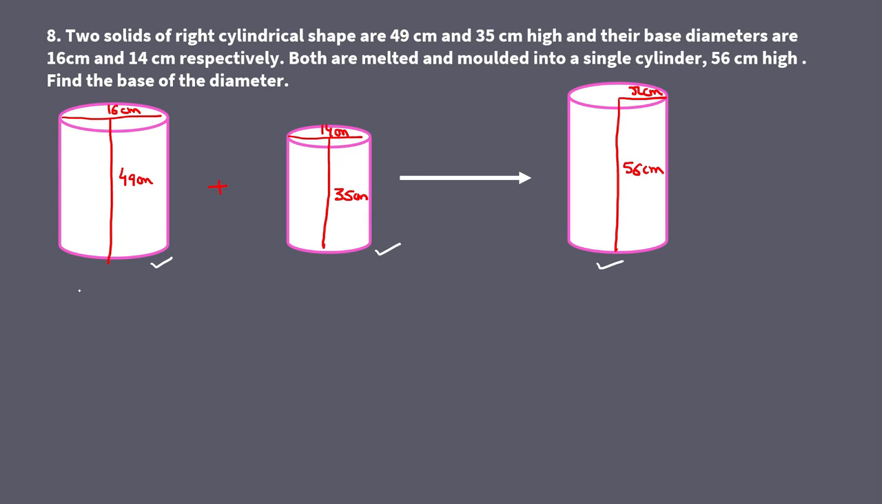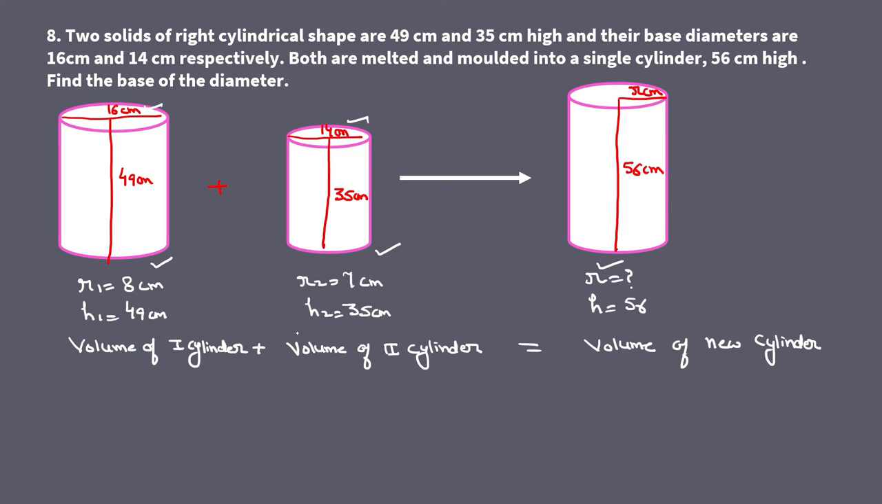Now let's write the dimensions. So R1, as diameter is 16, radius will be 8 centimeter. Height H1 is equal to 49 centimeter. Here R2, as this is 14 diameter, radius is 7, height 35 centimeter, and here R we have to find out, and height is 56. So volume of first cylinder plus volume of second cylinder is equal to volume of new cylinder.